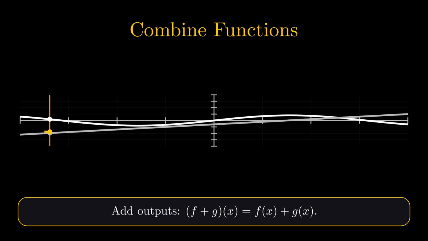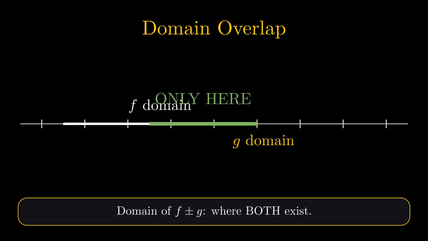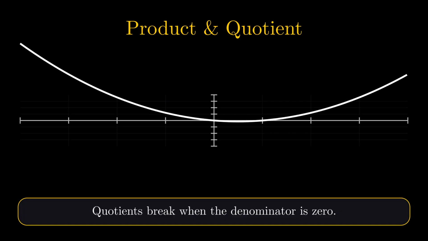To add functions, you add their outputs. Watch the yellow point. It's f of x plus g of x at each x. When you add or subtract functions, x must be in both domains. The overlap is the only safe region. Products are usually fine, but quotients break wherever the denominator becomes 0. That x is forbidden.